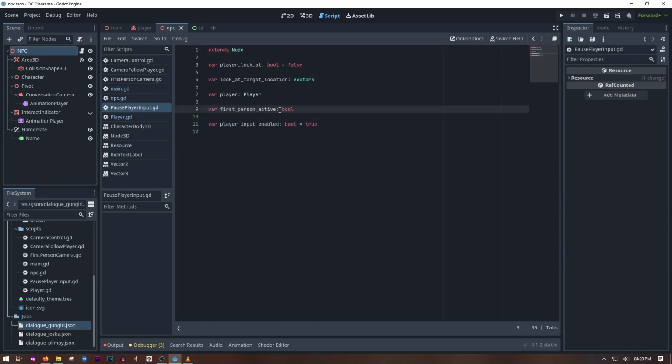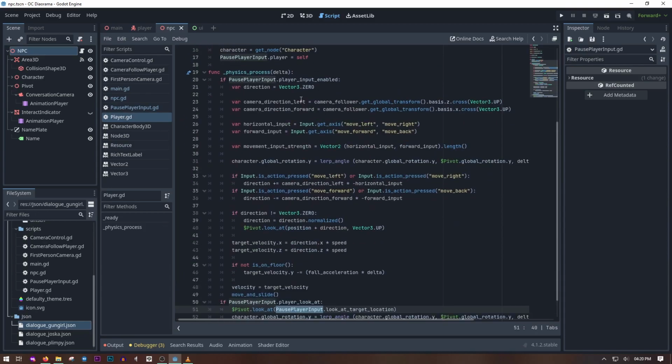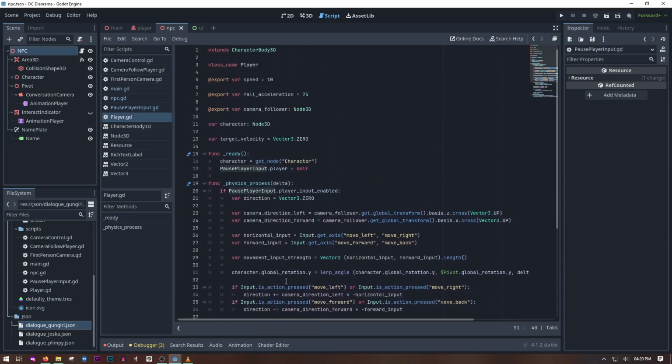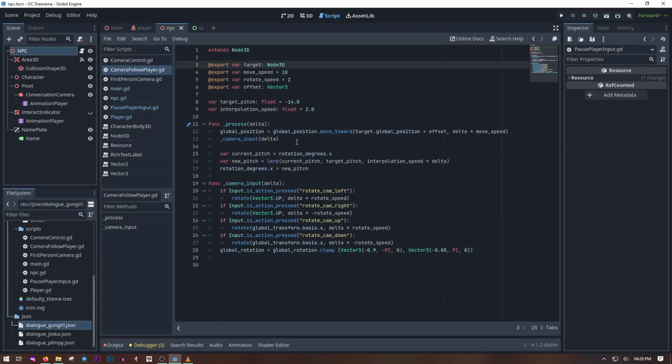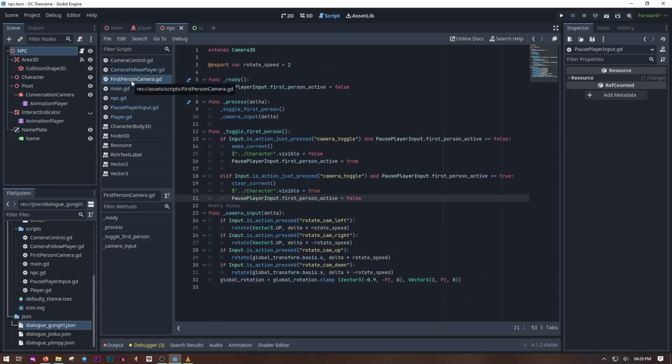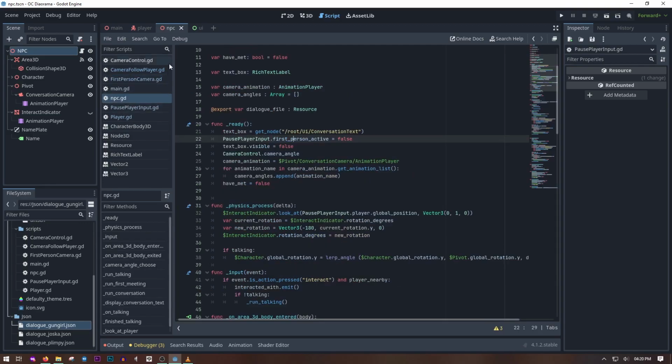Let me just check that. Like in player. Oh, it's a camera follow player. Yeah, you know, I don't want to mess around too much. I think this is not important, because when the NPC loads in, it's just going to say false every time. And what if I want to be in first person? But we can think about that later.